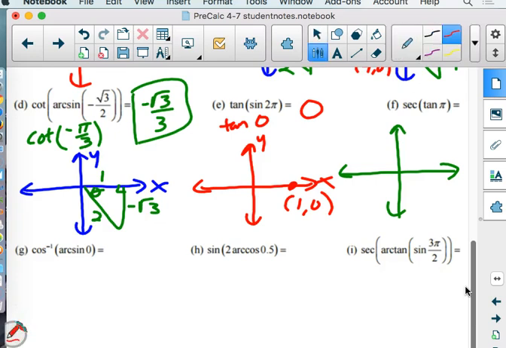So where do I start this one? 1 pi. Alright, so I'm over here. So what do I put? Negative 1, 0. What's my tangent? 0, y over x. So now I need to know, where will I find secant? 0. What's secant?